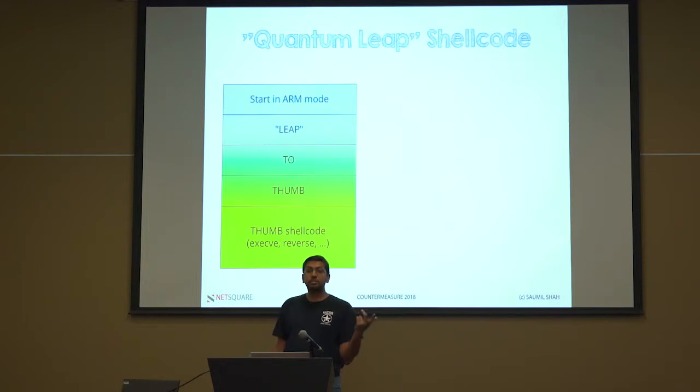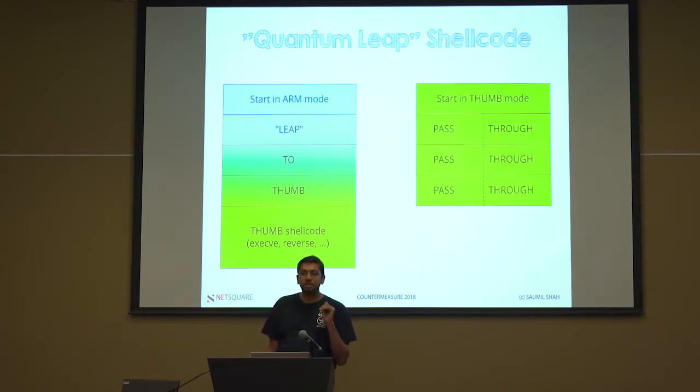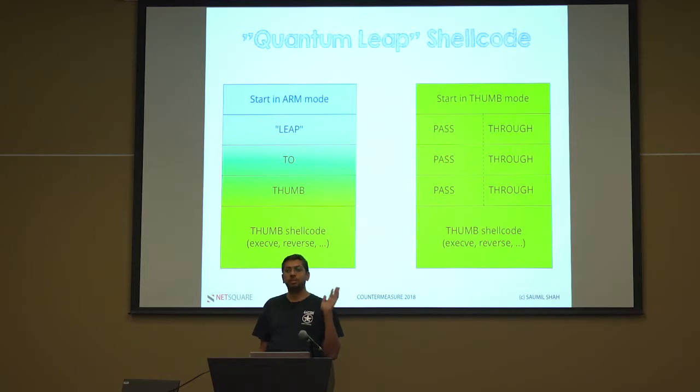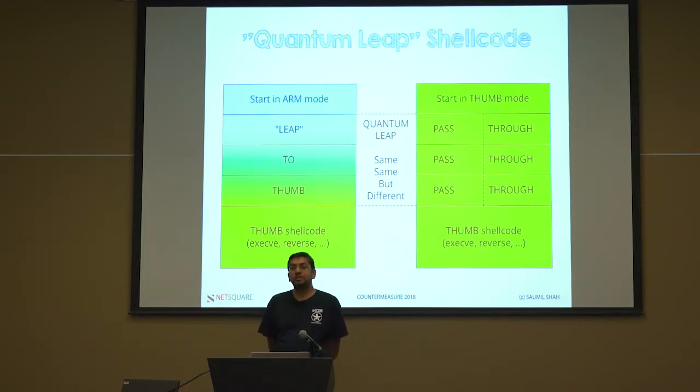so if you start in ARM mode, the quantum leap instructions will switch you over to thumb mode. But if you start in thumb mode, these same instructions will literally just pass through and do nothing, keep you in thumb mode. And byte by byte, these instructions are exactly the same. So the shellcode switch part is agnostic to the starting mode of the processor.